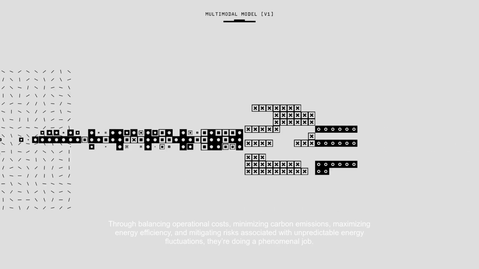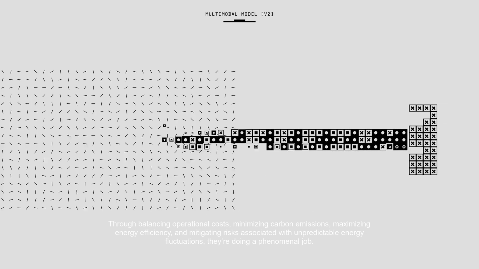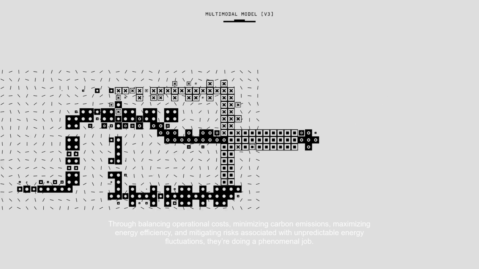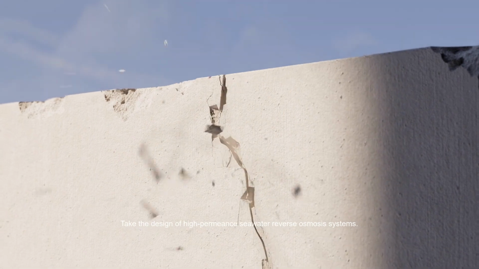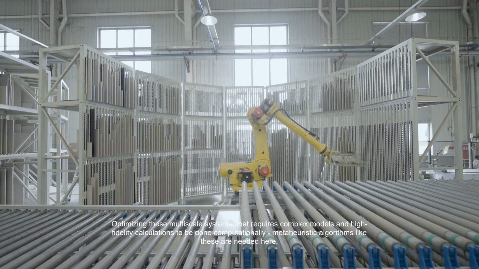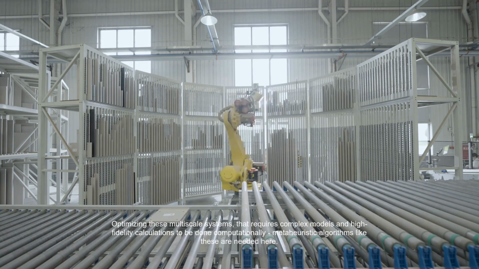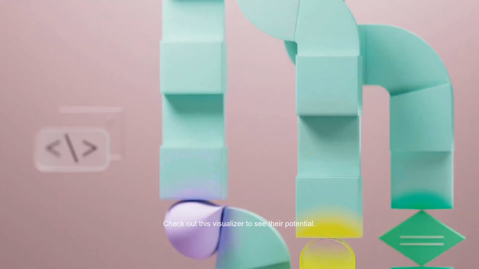Through balancing operational costs, minimizing carbon emissions, maximizing energy efficiency, and mitigating risks associated with unpredictable energy fluctuations, they're doing a phenomenal job. Take the design of high-permeance seawater reverse osmosis systems. Optimizing these multi-scale systems requires complex models and high-fidelity calculations to be done computationally. Metaheuristic algorithms like these are needed here. Check out this visualizer to see their potential.